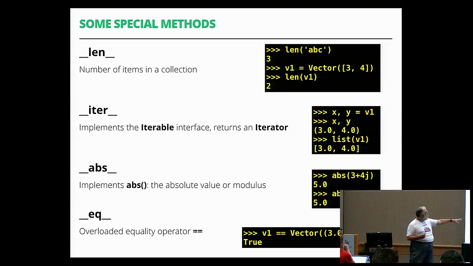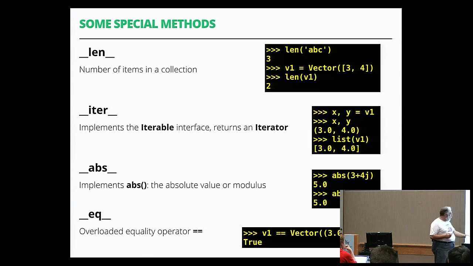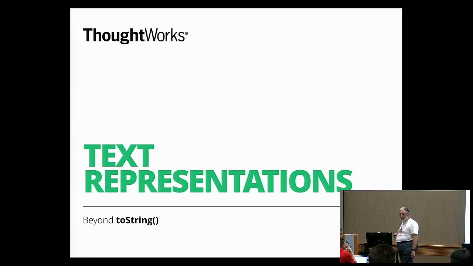Anyway, so the __abs__ implements the modulus. See, this is an example of abs with a complex number in the standard library, and this is the abs of a vector. And the equality operator, yeah.